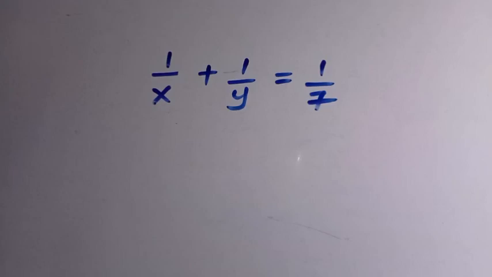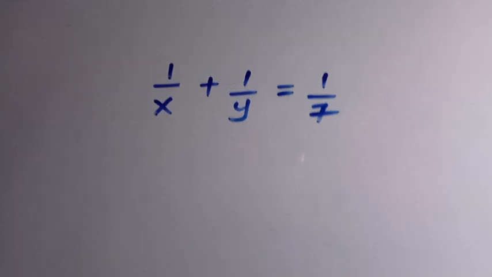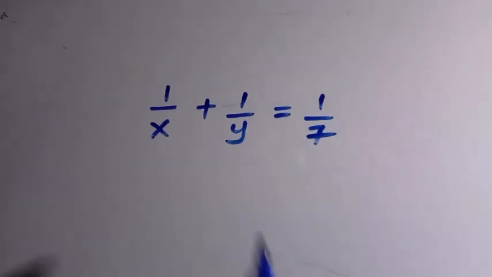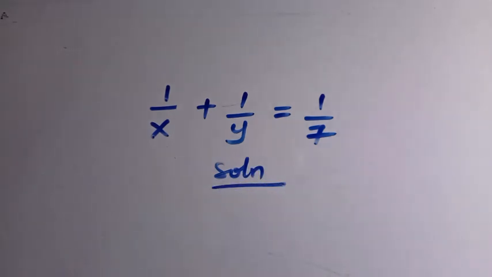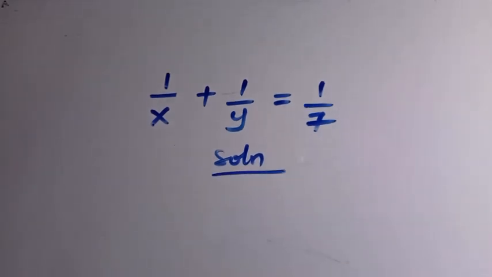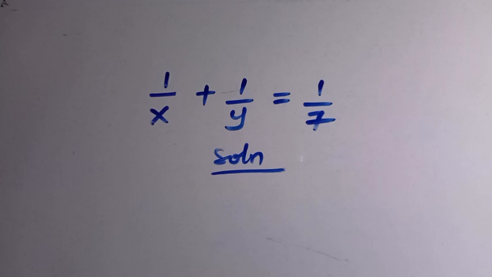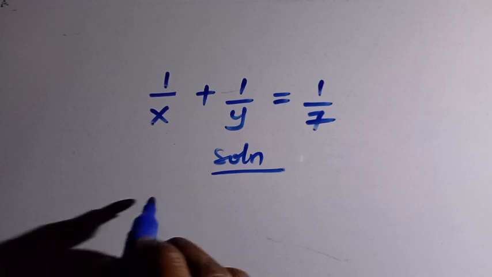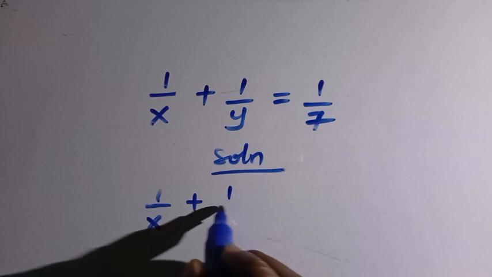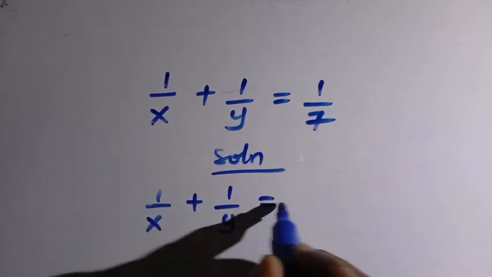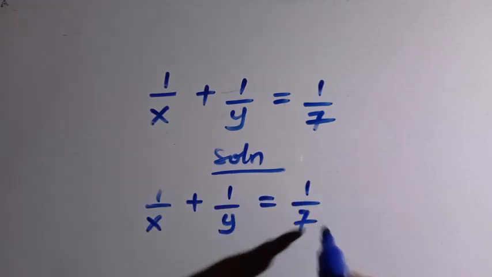How to solve these nice algebraic equations for the value of x and y. We are given 1 over x plus 1 over y equals 1 divided by 7. We want to see the solution from here, and we consider all the values of x that satisfy this. So here is a fraction. We have 1 divided by x plus 1 divided by y equals 1 divided by 7.